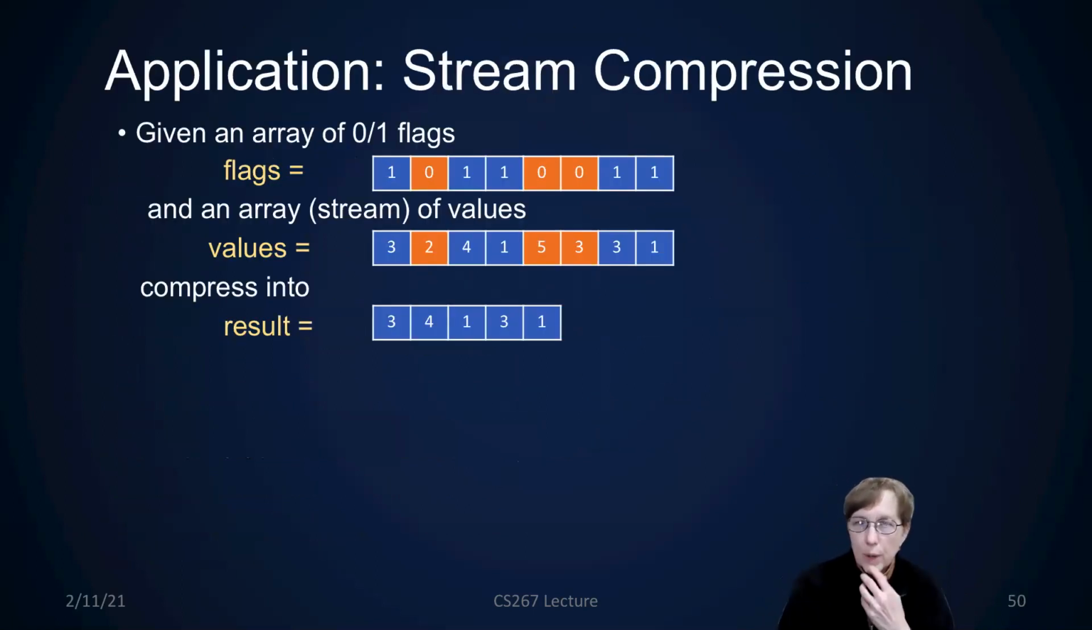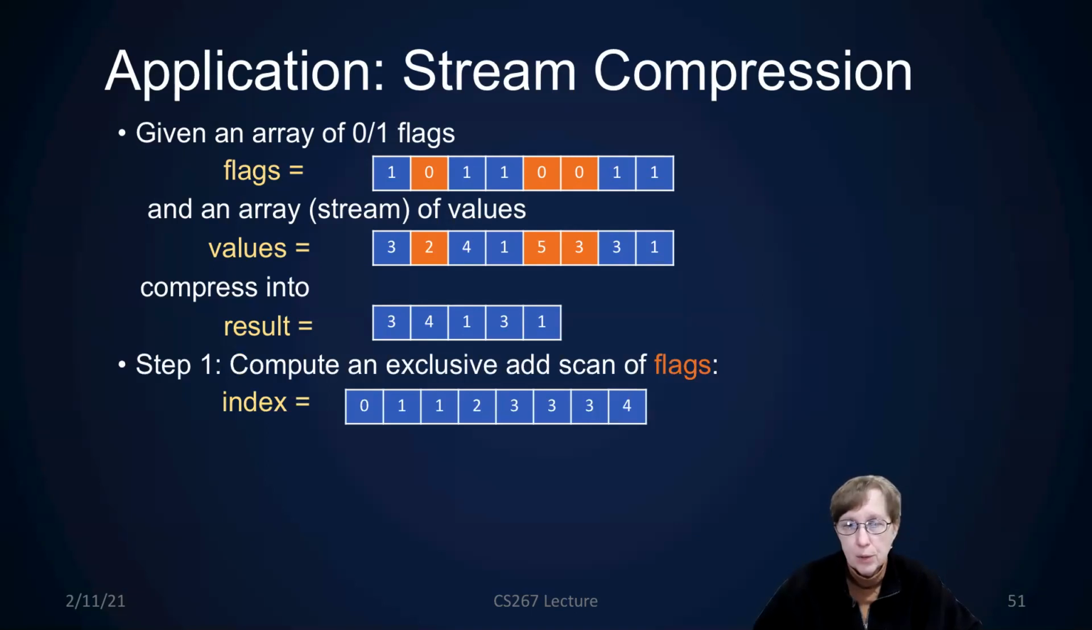Okay, so let's start with a really trivial sort of problem, and that is stream compression. So in stream compression, what we have is an array of values, and we want to throw out some of the values. So it's a very simple kind of compression idea. We're just going to make it smaller by throwing some things away. And so we're going to have an array of flags, which is just going to be ones and zeros. And we're going to keep all of the things in the values array that are at a position, a blue position as shown here, which have a 1 in the flags array.